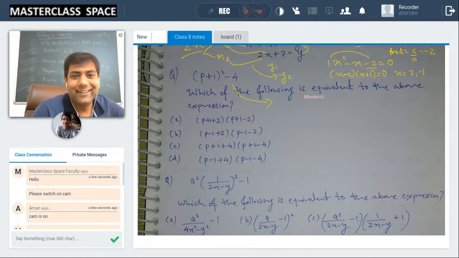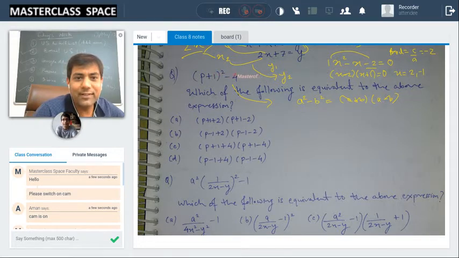Yeah. Okay. Can you see it is a square minus b square? Nothing is written. It is a plus b into a minus b. Yeah. Okay. That's what I was thinking. Right. That's all. And what is 4? It is 2 square. Yeah.